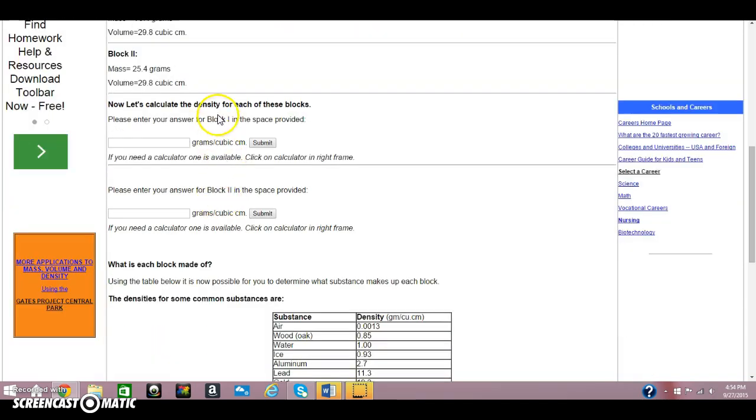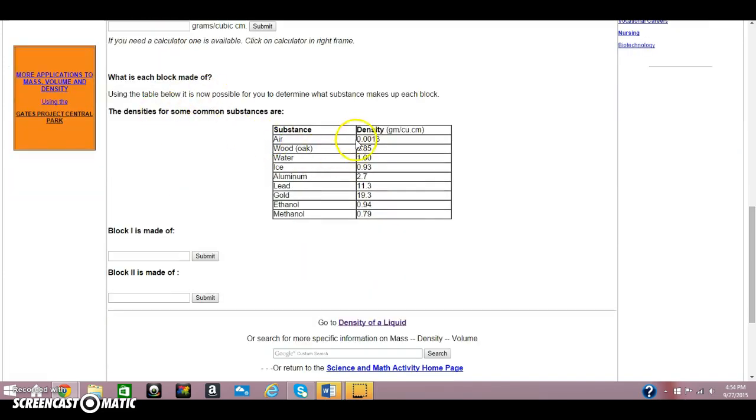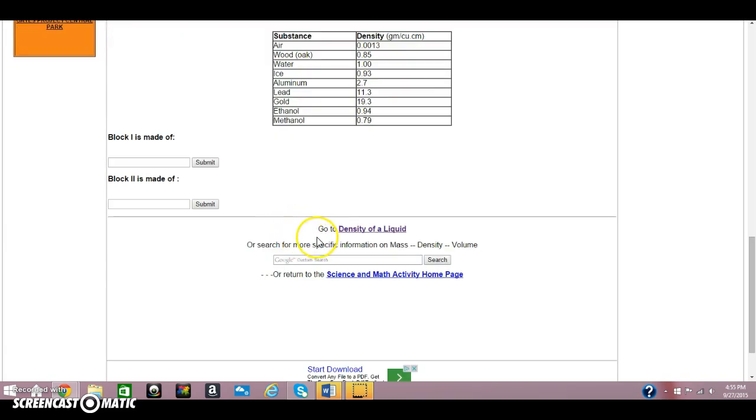So you're going to use that equation for block 1 and block 2, put it down in here, and then you're going to find out which one of the objects it is. And then you're going to type it in here. Everything you type in, you put in the at-home journal. Now at the very bottom it says go to density of a liquid. Do not go into density of a liquid. I will say this though, if you do, that's fine, but you may get confused. So don't even worry about it.